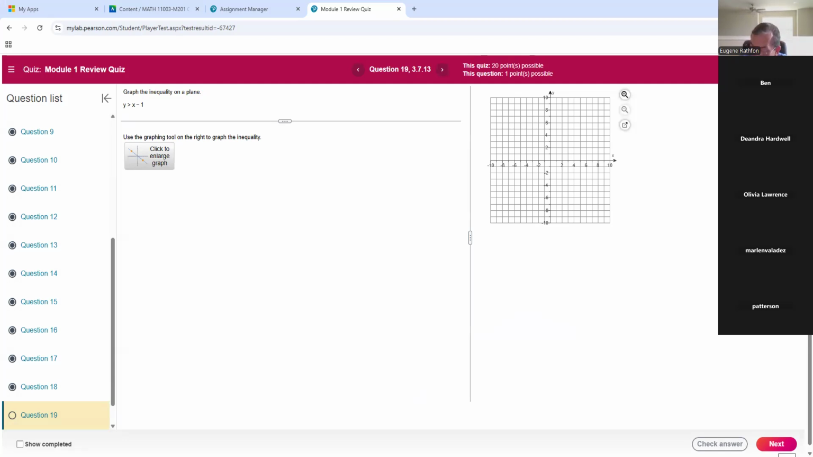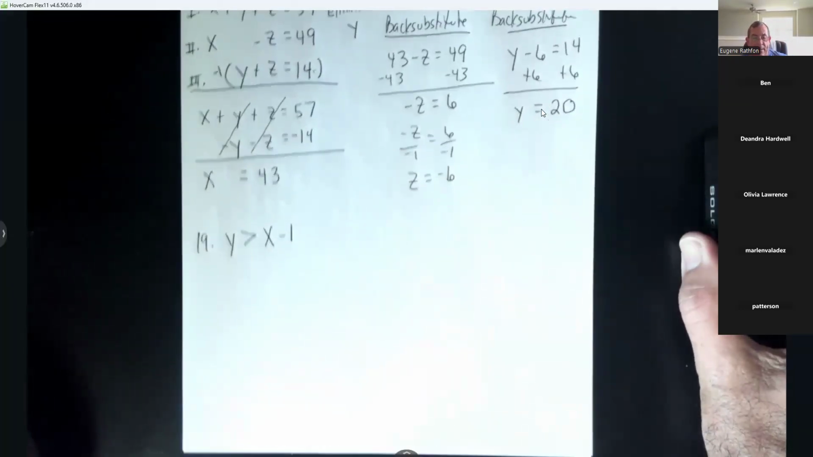All right, y'all. So Y is greater than X minus 1. So really on this one, the trick was being able to graph the line.